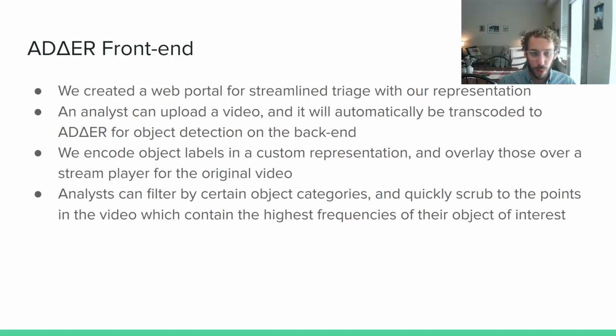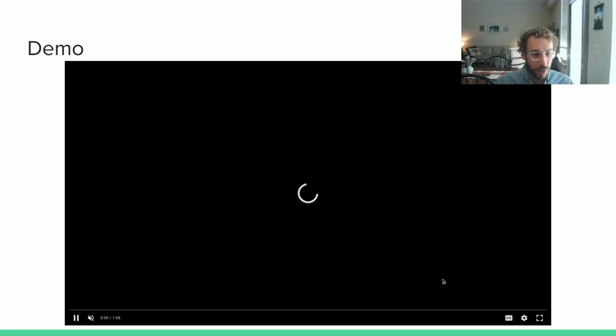On this portal, an analyst can upload a video and it will automatically be transcoded to ADDER and run the object detection on the back end. Then we encode the object labels in a custom representation, which we can stream to the client, the front end, and overlay over a video stream of the original video that was uploaded. And then we have different tools for analysts to filter by certain object categories, quickly scrub to the points in the video that they are looking for, and we can see a demo of that right here.